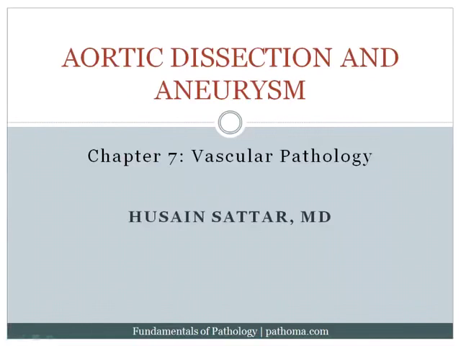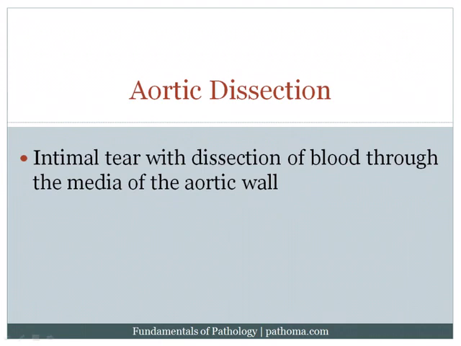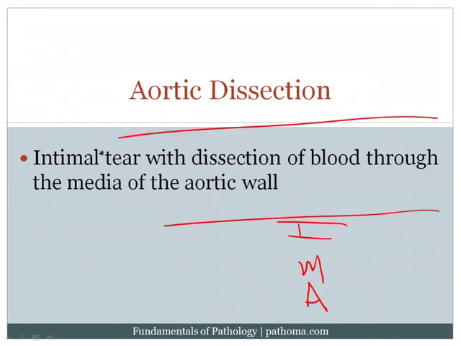Next section is aortic dissection and aneurysm. We're going to start with dissection and then work our way to aneurysm. So in an aortic dissection, the idea is that you've got this blood vessel wall which contains an intima, a media, and an adventitia. And of course the blood would be flowing up through this wall.